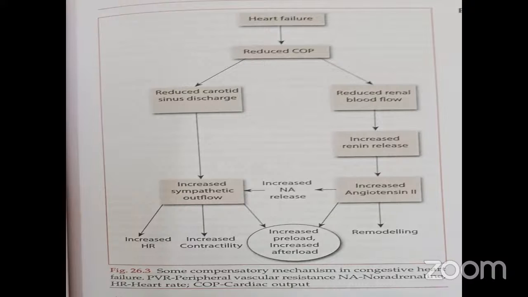In heart failure, there is a reduced cardiac output, which reduces carotid sinus discharge, and hence there is increased sympathetic flow, which causes an increase in heart rate as well as contractility to compensate. On the other hand, there is reduced renal blood flow, which will increase renin release, and hence once that is released, angiotensin 2 is released, which is a very powerful vasoconstrictor. This angiotensin 2 is mainly involved in remodeling, increasing the preload and increasing the afterload. As I told you, it is a mixed vasodilator, and also noradrenaline is released. Noradrenaline acts only on alpha 1.